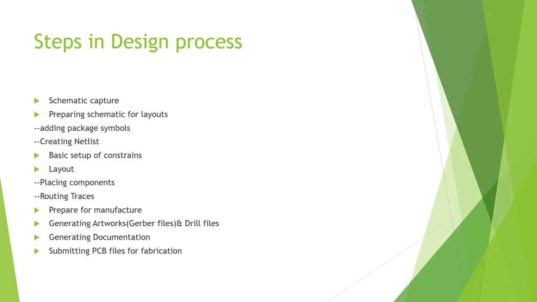The third one is the basic setup of the constraints. Constraints are the basic rules for creating the PCB. For example, the trace width should follow the manufacturer's feasibility; the minimum trace should be 0.15. We can enter basic constraints like that. Then we start creating the layout, which comes in the layout section.